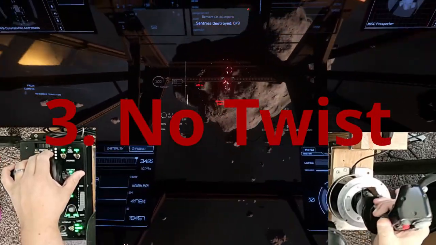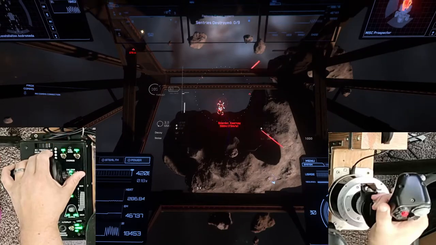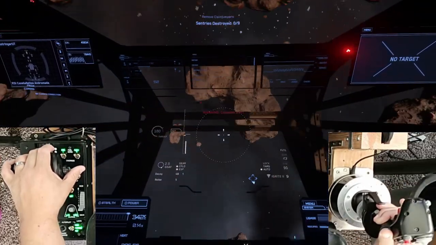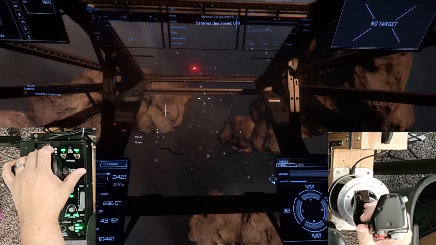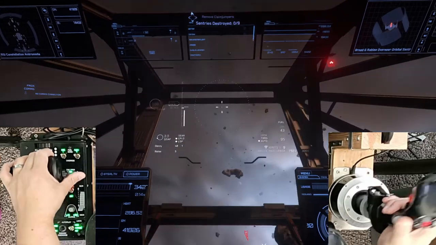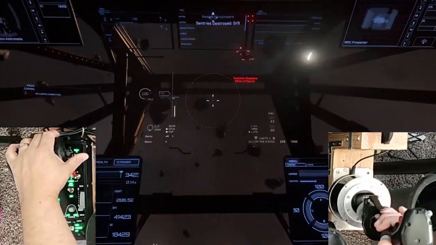Not everybody likes to use pedals. Most of Thrustmaster's competition offer a twist stick option, even if it's done through an additional module. This is not something that's currently available on the Warthog. And finally, we have one that is both positive and negative.